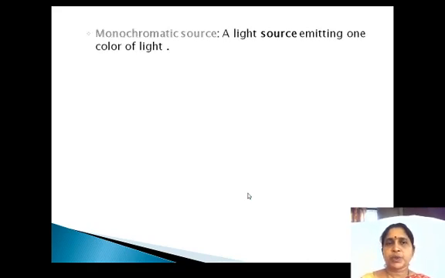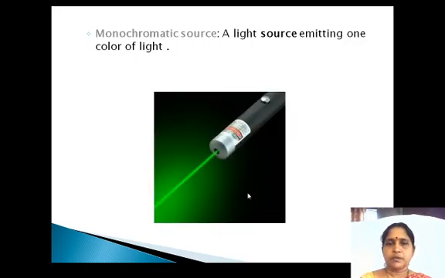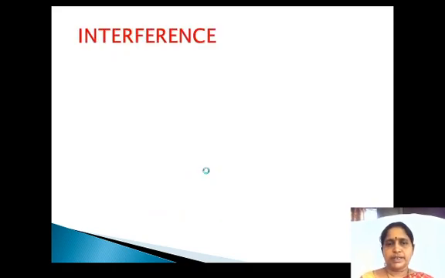Next definition, monochromatic source. A light source emitting one color of light. See here, this is a laser light. This laser light has only green color, that means it has only one wavelength. If the source has only one wavelength, then that light is called monochromatic. But white light is not monochromatic because it has seven colors mixed together. So it is not a monochromatic source.